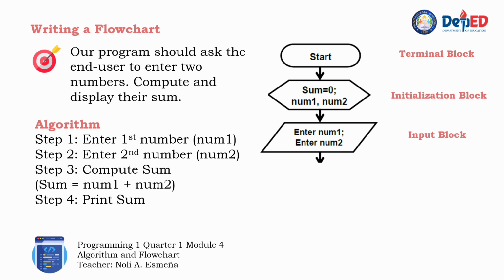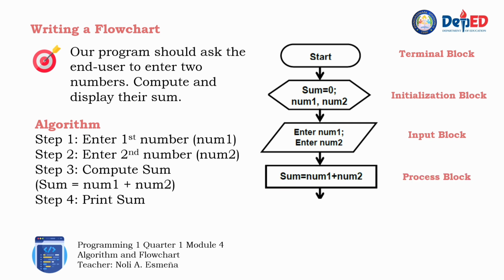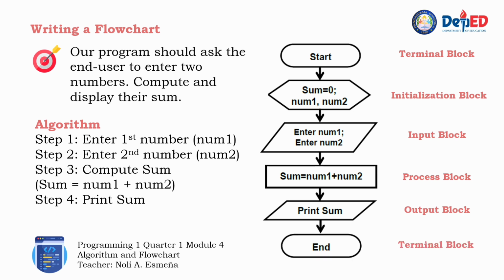After that, we can now write an input block. We will put this because our program needs to receive inputs from an end user. After num1 and num2 are entered, the sum will be calculated. We can indicate the calculation inside a process block. After the calculation, the value of sum will be displayed. We can indicate this step using an output block. Of course, we need to indicate the end of the flowchart with another terminal block.